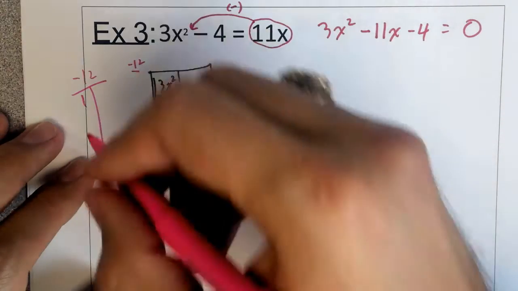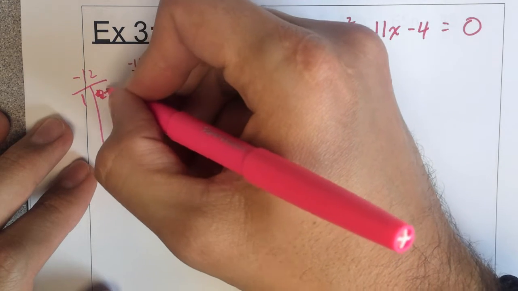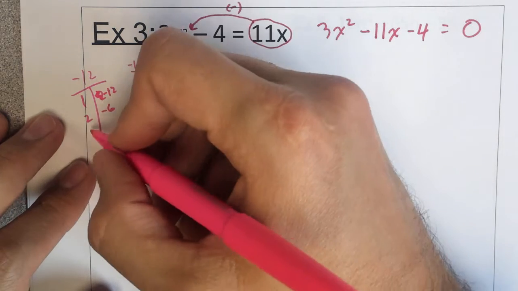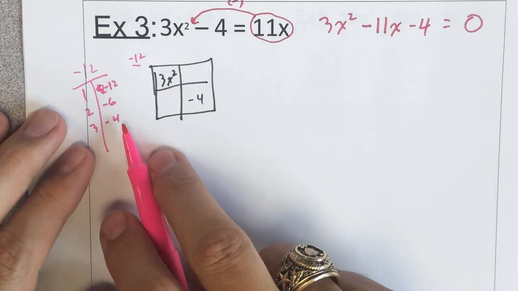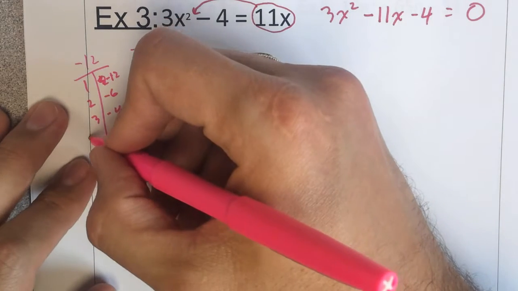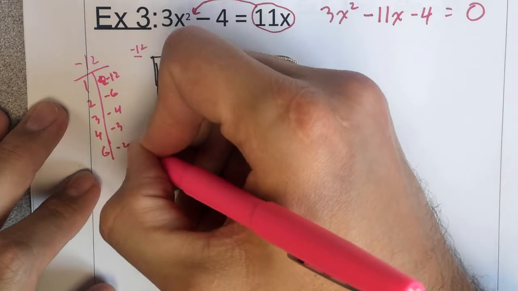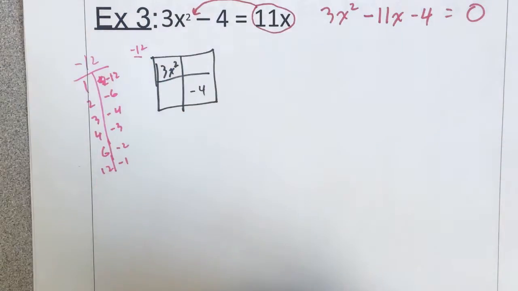Always start with 1. 1 times negative 12. 2 times negative 6. 3 times negative 4. You can see here they're going to start repeating, but I need to keep them because I need 4 times negative 3, 6 times negative 2, and 12 times negative 1. Those are all my factors.